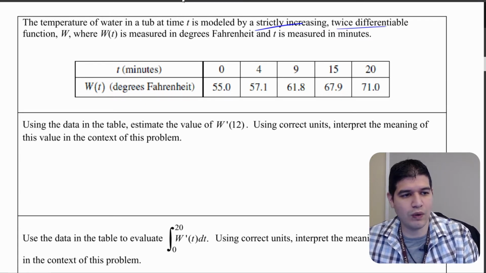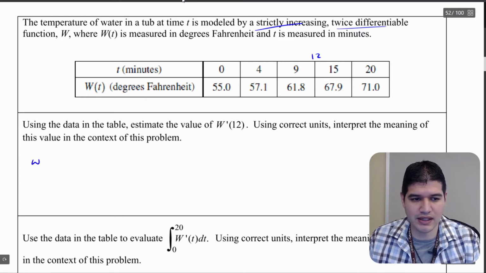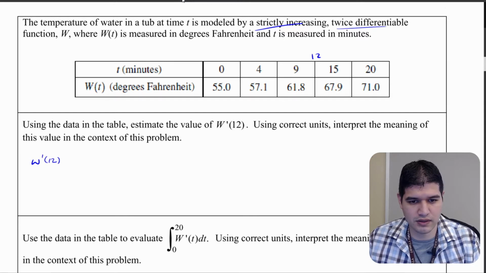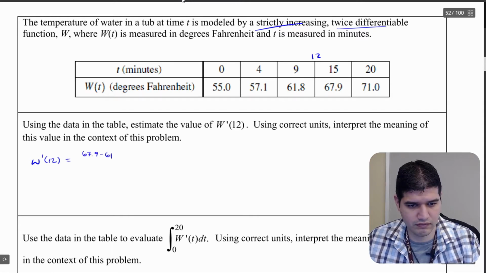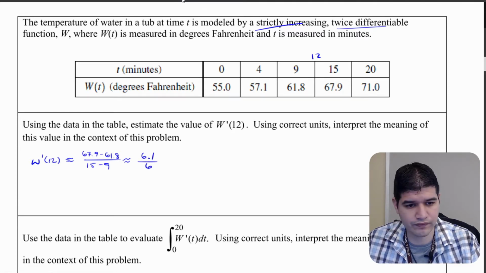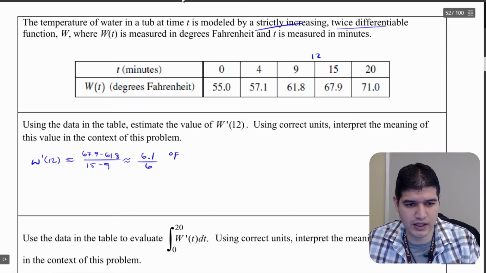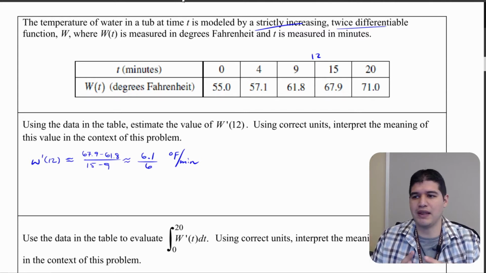So I know 12 happens in between 9 and 15. So I'm going to estimate this W prime of 12, and let's see how we get this. All right, and my units for this: W of t is in degrees Fahrenheit and t is in minutes. So we're going to get degrees Fahrenheit per minute. And so we want to interpret the meaning of this.